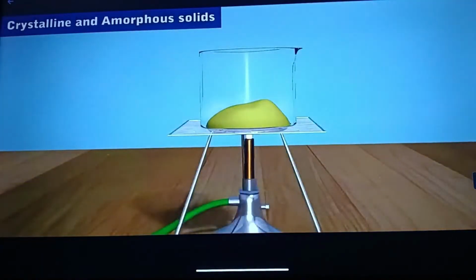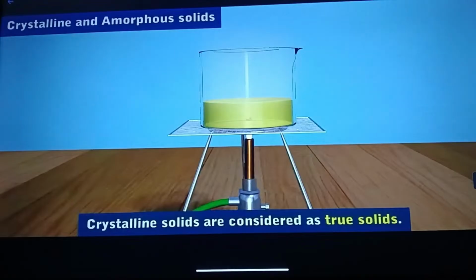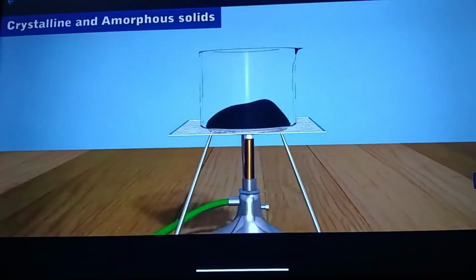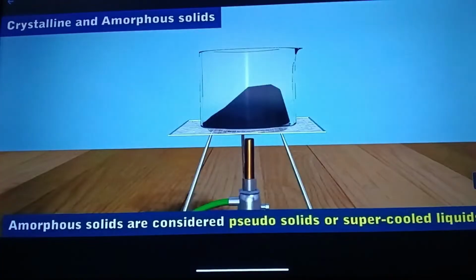A crystalline solid has a sharp melting point. That is, when it reaches its melting point, it immediately changes into liquid form. These are considered true solids. Amorphous solids do not have sharp melting points. These soften over a range of temperatures and can be molded and blown into various shapes. These solids behave as crystalline at a certain temperature. These are considered pseudo-solids or supercooled liquids.